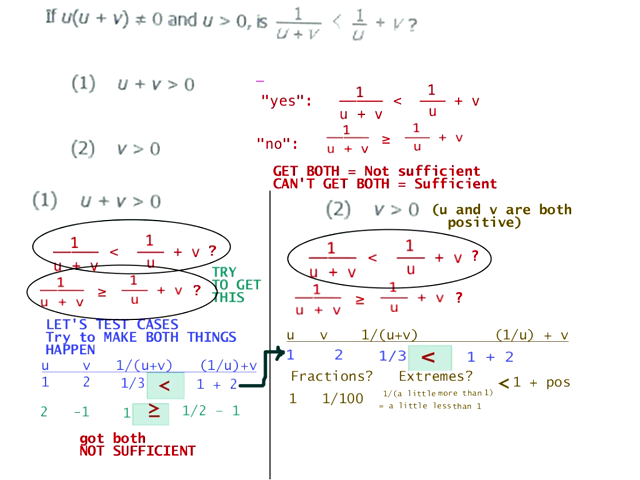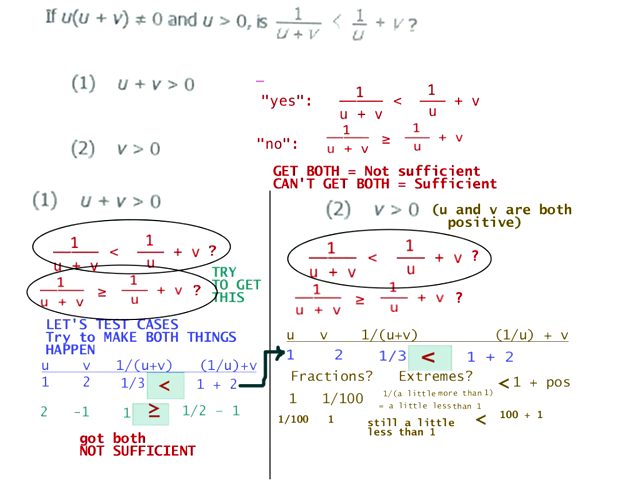Let's try extreme numbers, like big, huge, small things. We tried u big and v small. Let's try u small and v big. Let's see if u is 1 over 100 and v is like 1. Then this is still a little less than 1. But then, oh, 1 over u is gigantic. 1 over u is 100 already, plus 1. No way.